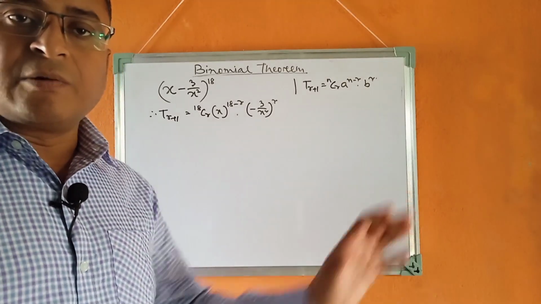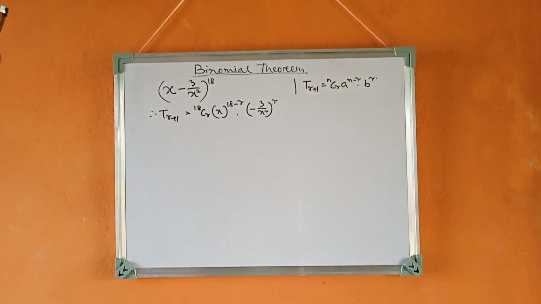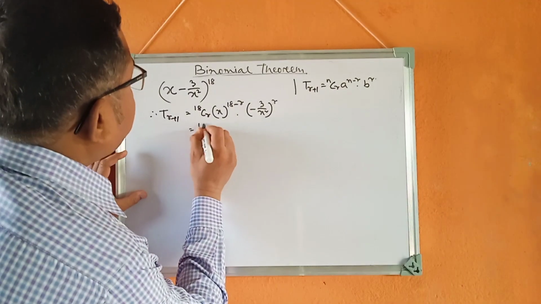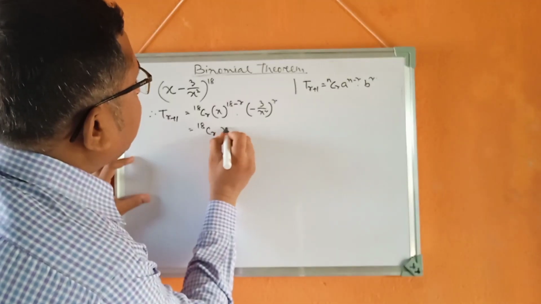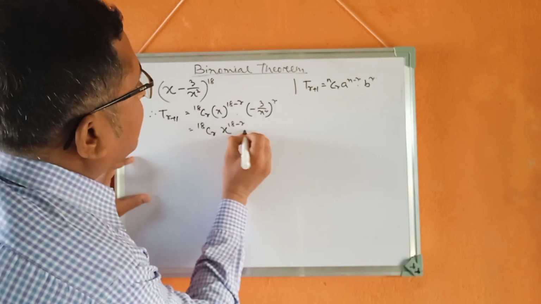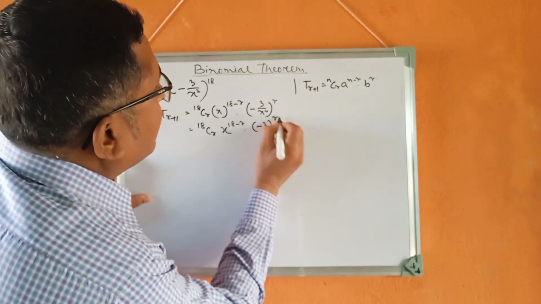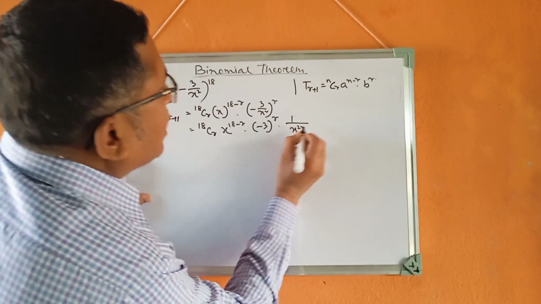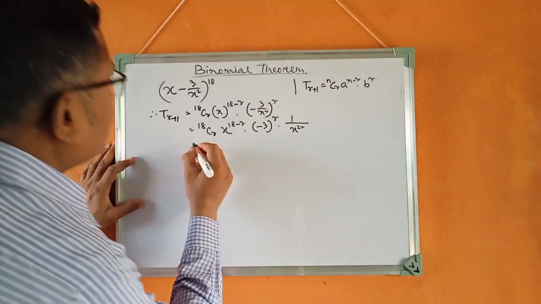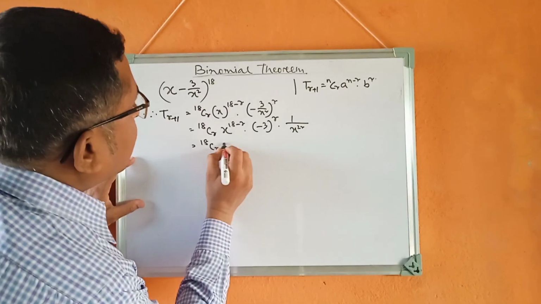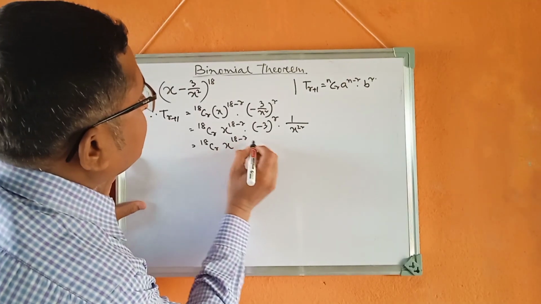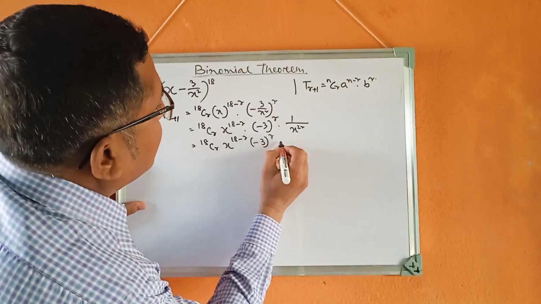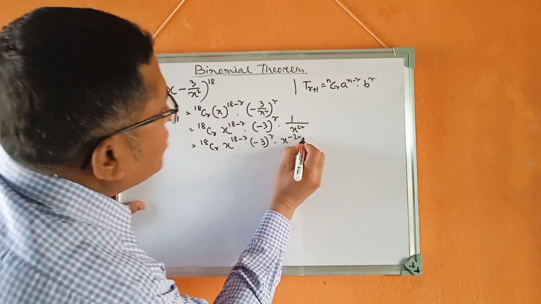In that term the power of x is 0. Okay, now calculate 18Cr into x to the power 18 minus r into (minus 3) whole to the power r into 1 by x to the power 2r. Now see, 18Cr x to the power 18 minus r, (minus 3) whole to the power r, into x to the power minus 2r.